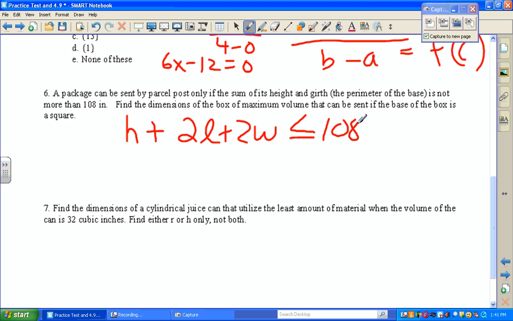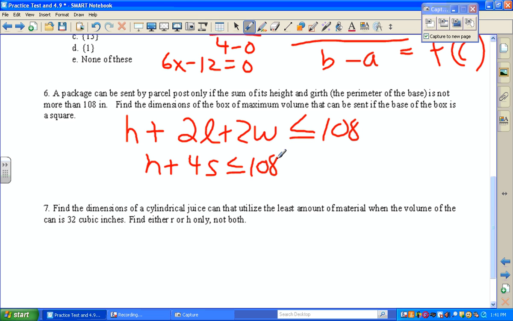Why is it 2L and 2W? Did it say the perimeter of the base? Okay, the base is... Well, I just now found that out. I didn't know that. We can actually put 4S, can't we? H plus 4S less than or equal to 108.